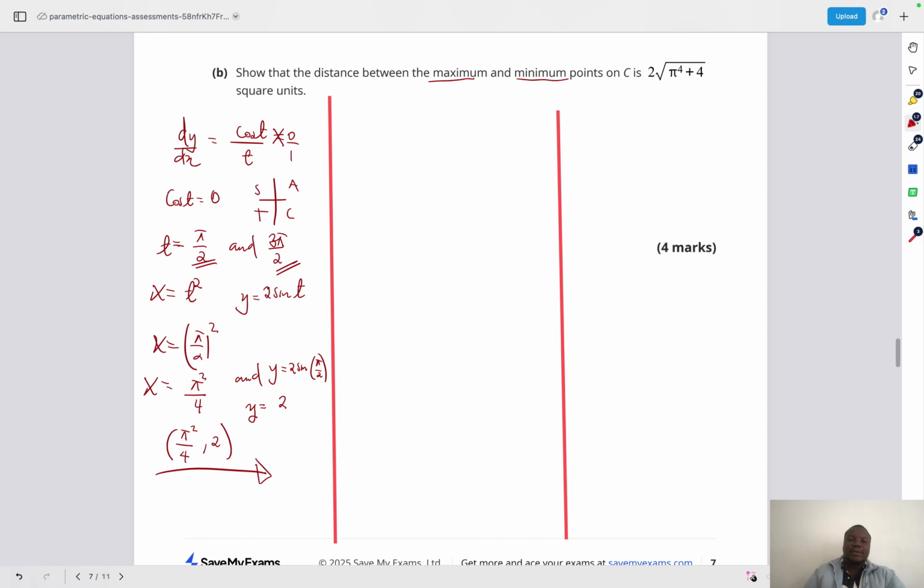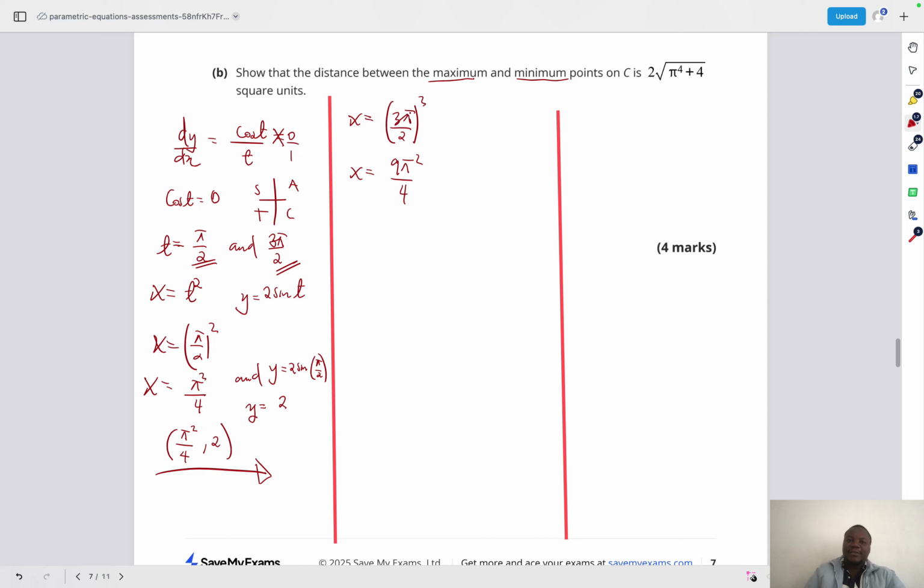So we need to do the same for this other value of t here. So x is equal to 3 pi over 2 squared, which then means x is equal to 9 pi squared over 4.